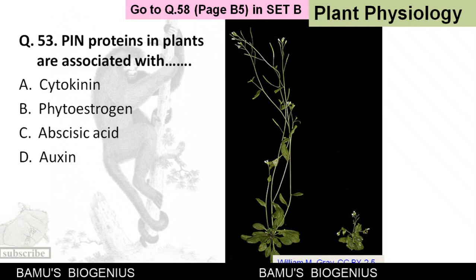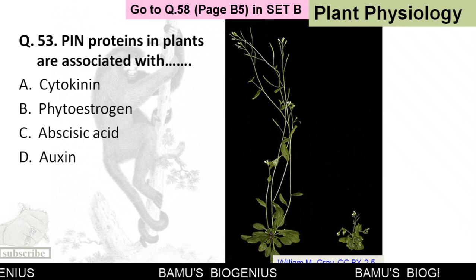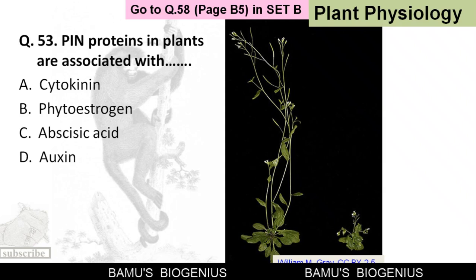Then question number 53 is pin proteins in plants are associated with A. Cytokinin, B. Phytoestrogen, C. Abscisic acid, and D. Auxin. So this is a question from the plant physiology. In set A, this is question number 53, and in set B, it is question number 58 on page B5. So the answer is auxin. Answer is D.